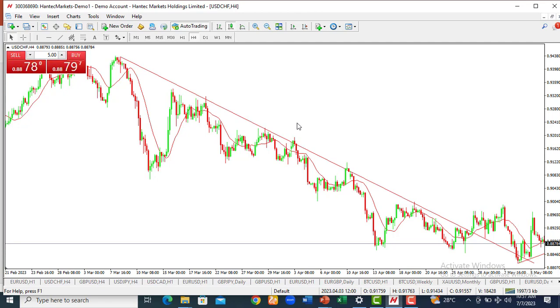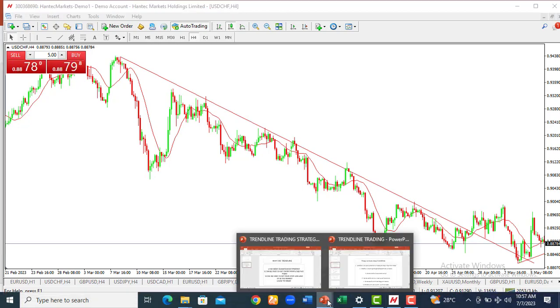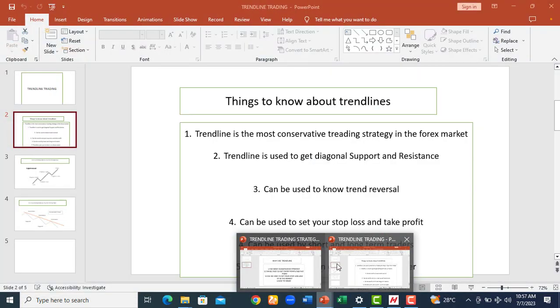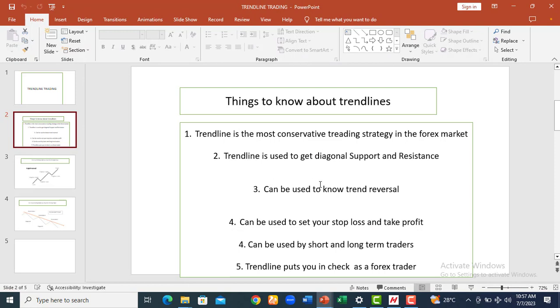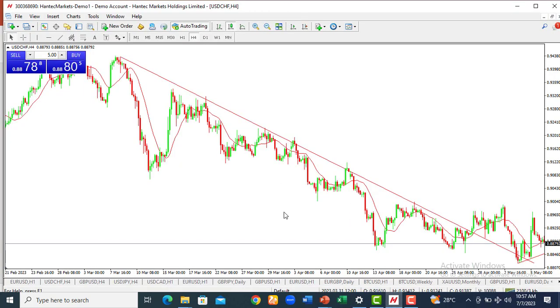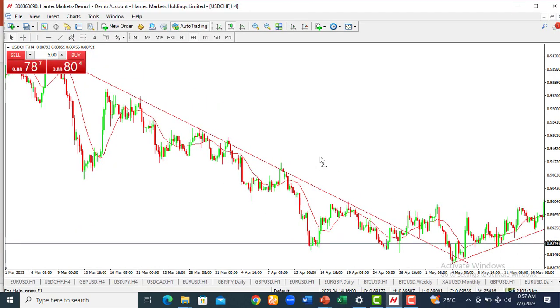Then the other one on our slide is that trend line can be used to know trend reversal. So what do I mean by that? When the market wants to reverse, trend line is the easiest for you to know. You see the market selling, respecting it.